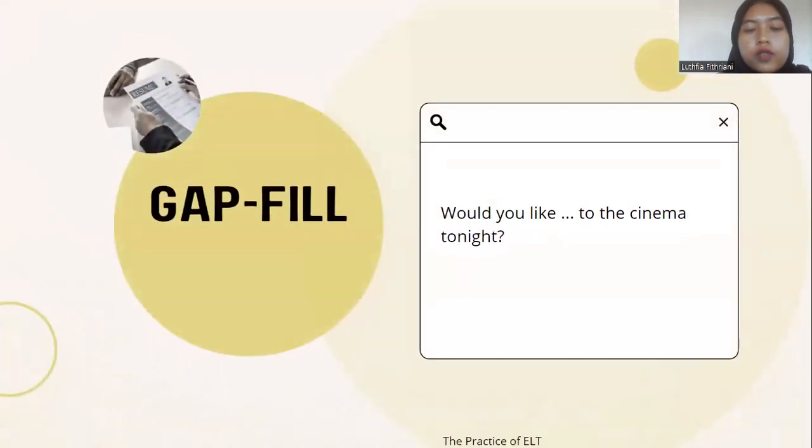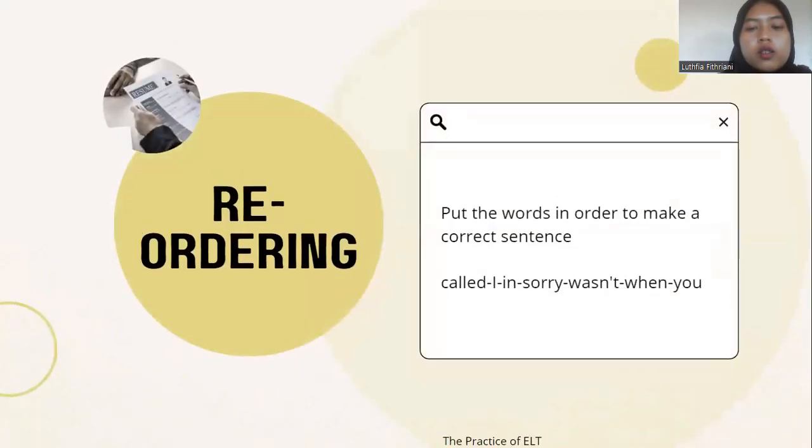The second is gap fill. In gap fill, the student should fill the sentence with the appropriate word or phrase. And this is the example of gap fill test item. The third is reordering. In reordering, the teacher will give the student jumbled words and the student has to rearrange the words into the correct sentence. This is the example of reordering test item.